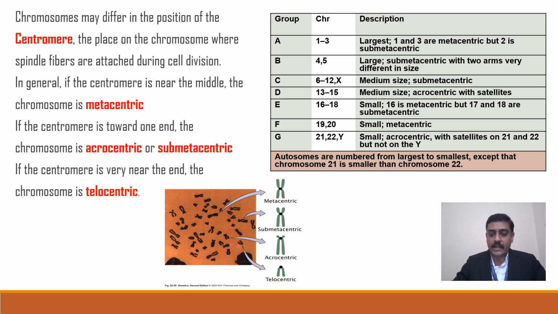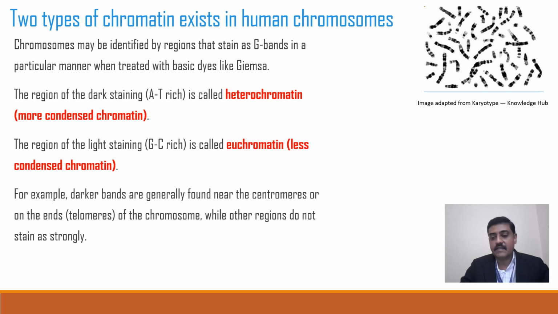The chromosomes numbered 1 until 22 have been categorized such that the autosomes are numbered from the largest to the smallest, except that chromosome number 21 is a little smaller than chromosome number 22, though it is placed a little ahead. And Y happens to be the smallest chromosome, which is also said to contain numerous microsatellites. We were able to differentiate the chromosomes based on their size as well as the position of the centromere.